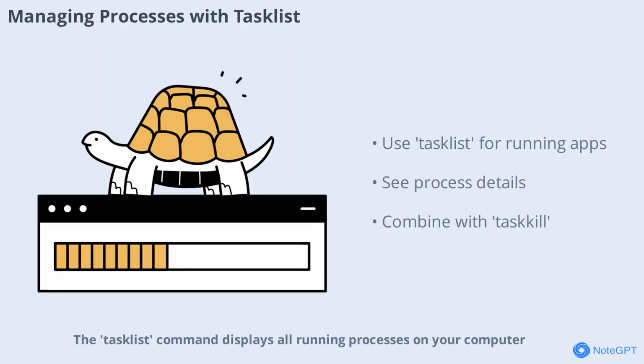The tasklist command displays all running processes on your computer. This is similar to what you see in Task Manager but in text form. You can use it to identify resource-hungry programs or troubleshoot issues. Combine it with taskkill to end processes directly from command prompt, giving you more control over your system.